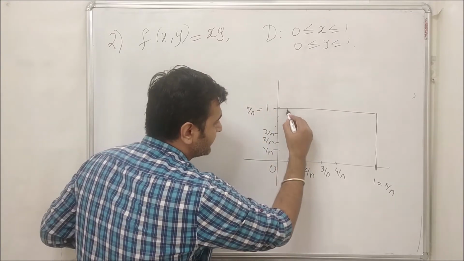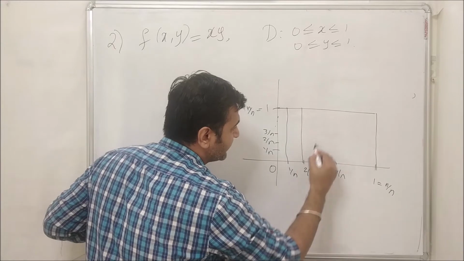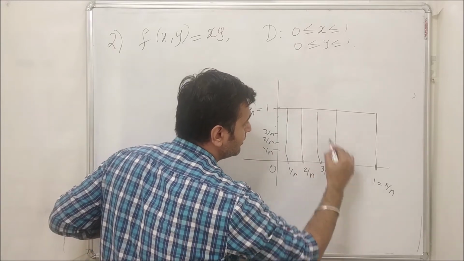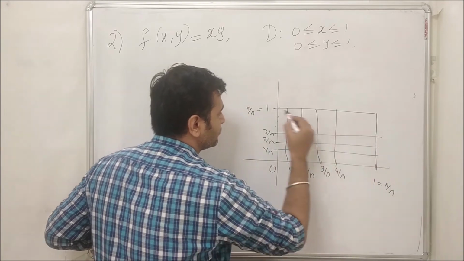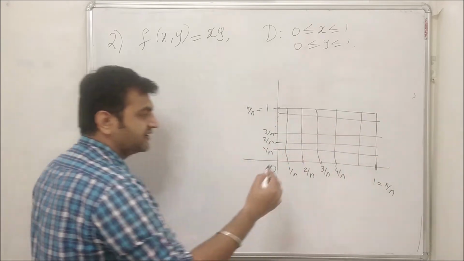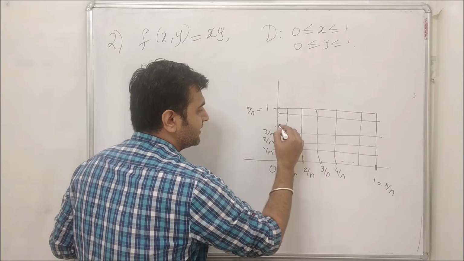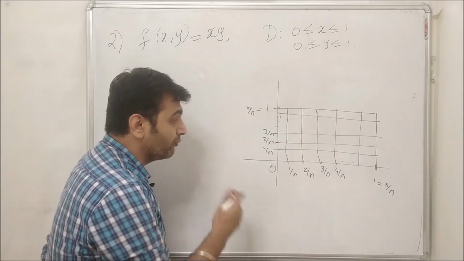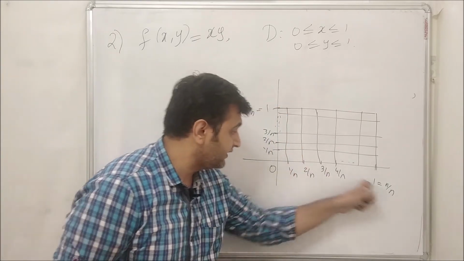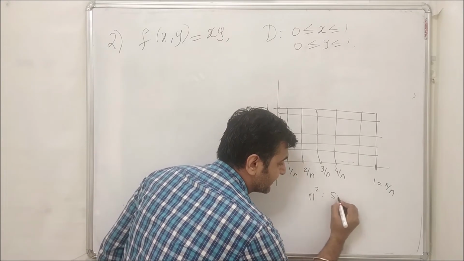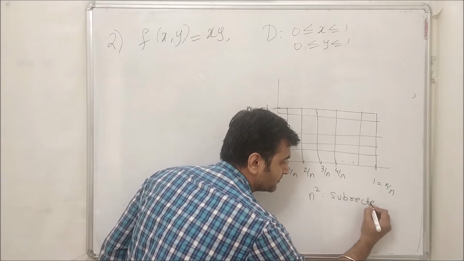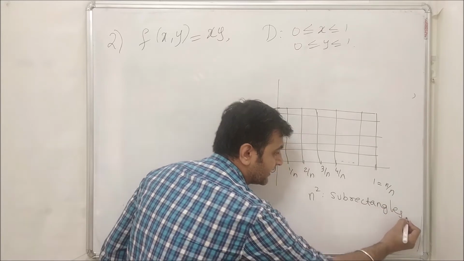So what rectangles do you get? For 1/n, you draw these vertical lines over here. For the other axis, 1/n, it will be horizontal lines, and so on. So these are the rectangles you have. Now how many rectangles are there? Here there are n intervals, here there are n intervals, so therefore you have n squared sub-rectangles. Okay, that is the first thing to observe. You have n squared sub-rectangles.